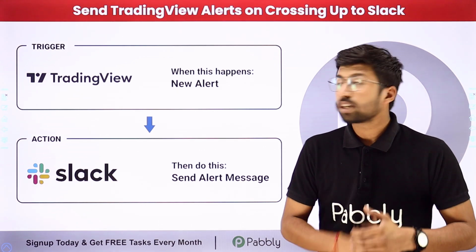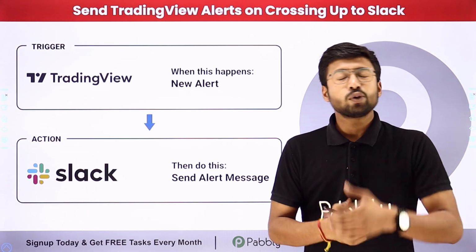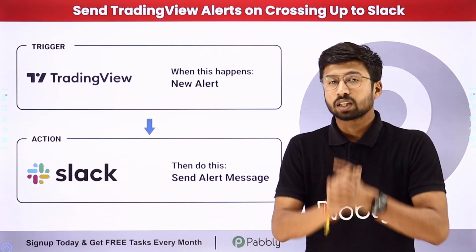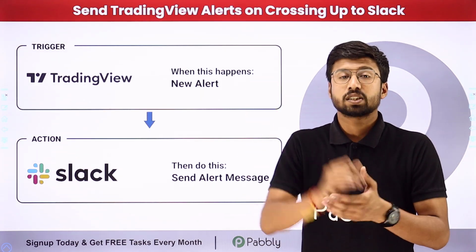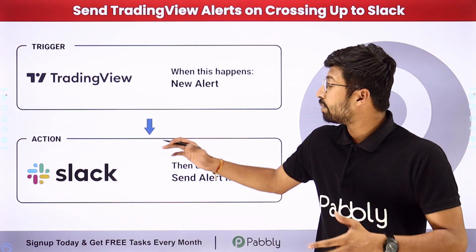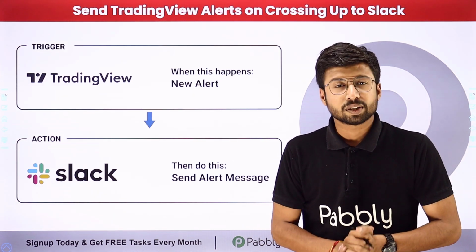So in this video, we are going to learn how to send TradingView alerts on crossing up to Slack. Let's say you have created some alerts in your TradingView account for different indices or stocks, and whenever you get an alert message for a stock crossing up a specific price for which you have created the alert, you want to send that alert message to your team members on your Slack channel. So let me tell you, you can completely automate this process.